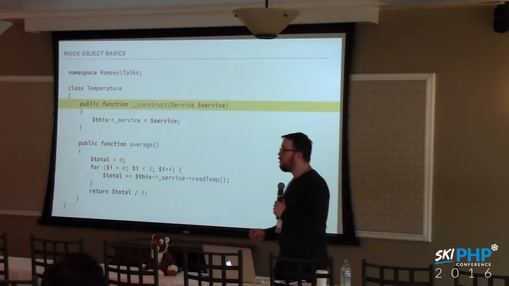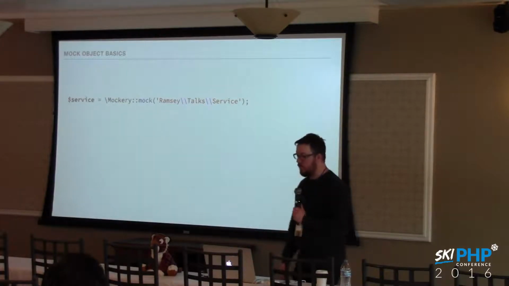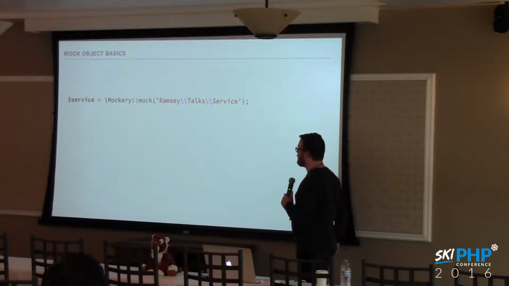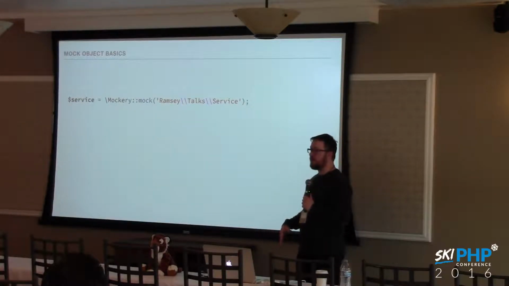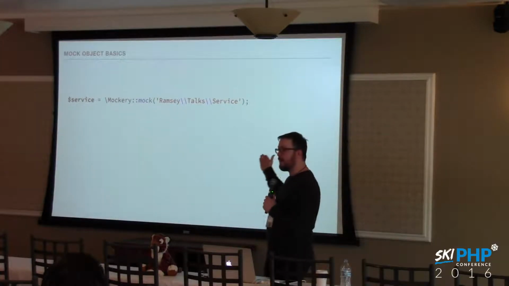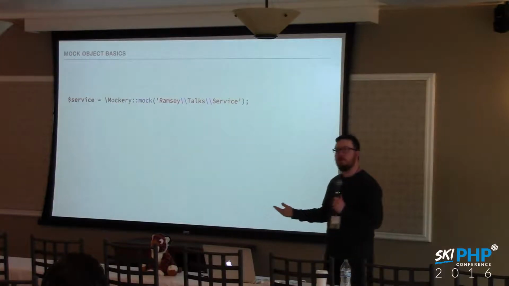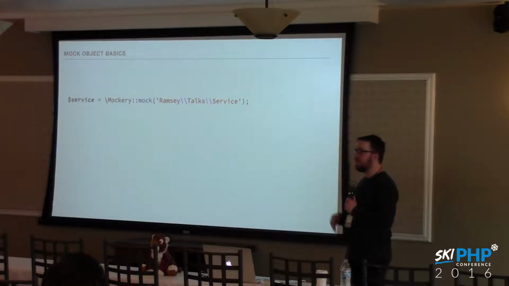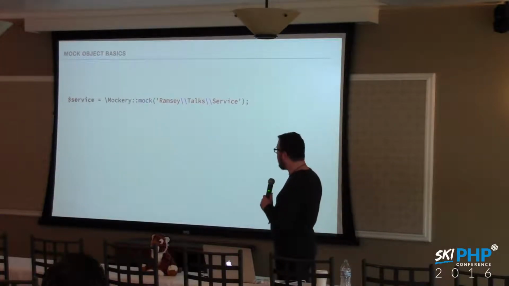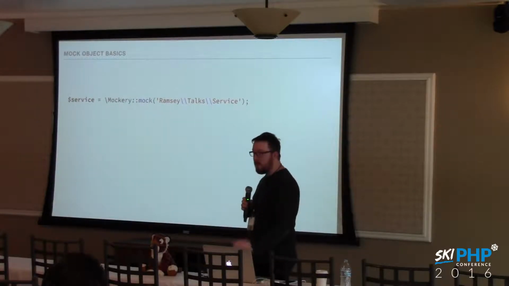Well, we can create typed mocks with class names. So here, what if I had a class that's Ramsey talks service, and that is the class that we're expecting to pass into the temperature object? Well, when I create my mock, I give it the fully qualified class name. So if you're using PHP 5.3 namespaces, you're going to have to pass it in like this. If you're using an older style, you can use underscores and that sort of thing. It could just be one class name if it's in the global class scope. So here we have a mock object that will now pass that type hint. But we don't have to stop there.